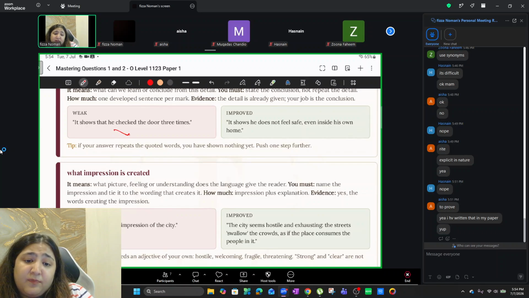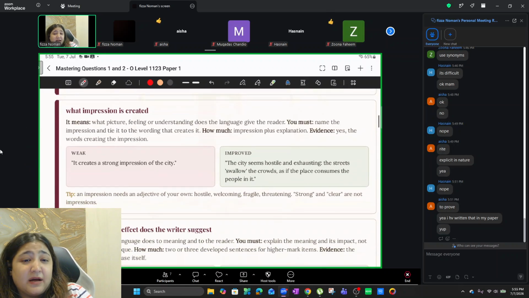So, if your answer repeats the quoted words, you have shown nothing. Push one step further. Delve deeper. Explain a bit if need be. What do you think the quotation or the text implies? Does that make sense in terms of the conclusion? Are we following? I hope it's not too much in today's lesson. Good to go? I truly hope you will go through this after the lesson, because unless you do that, it can become an issue.